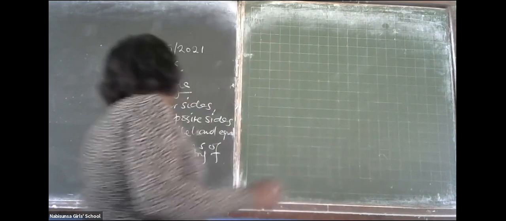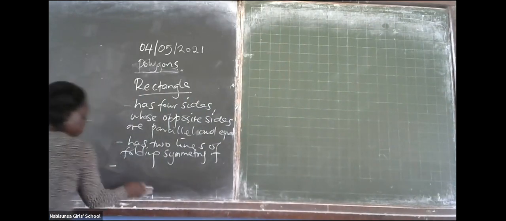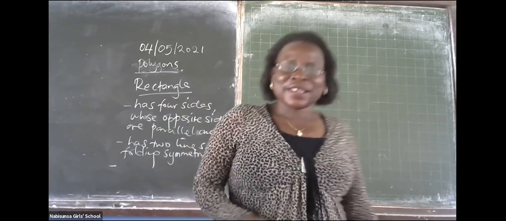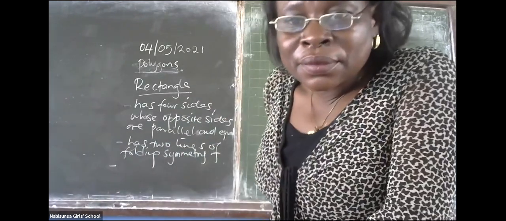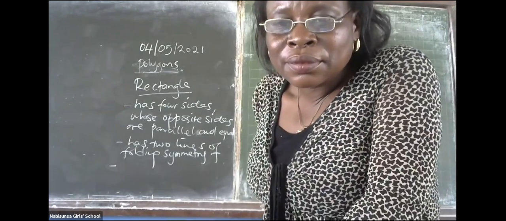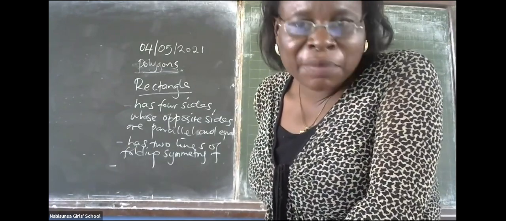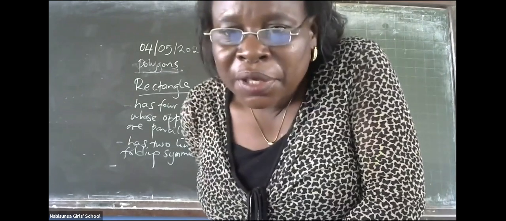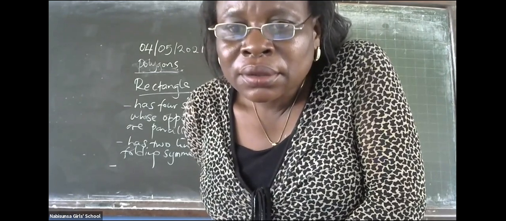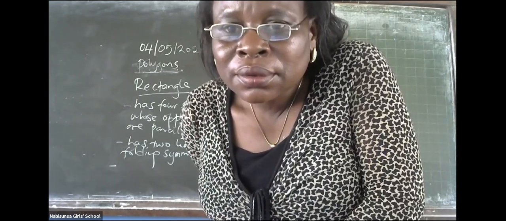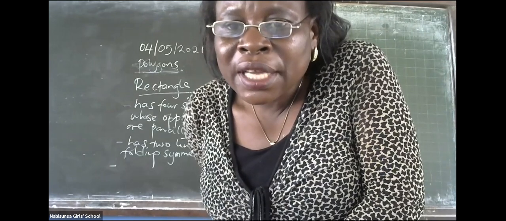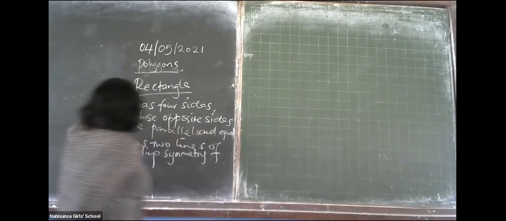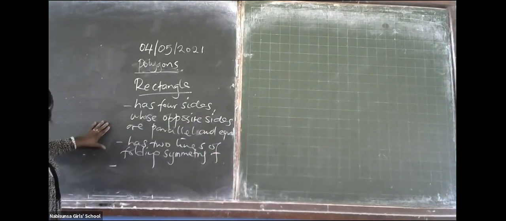Hadija, are you there? People, during your free time, find a spot where there is network. Sometimes it's a problem of network. Gloria, one East. Gloria, what do you know about a rectangle?